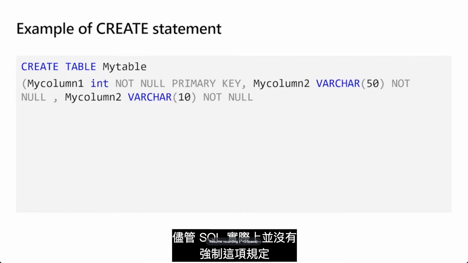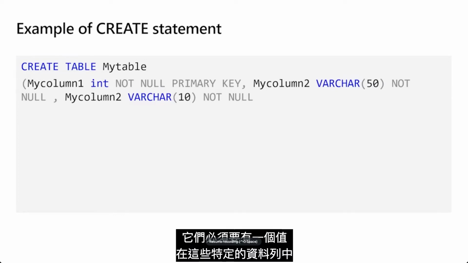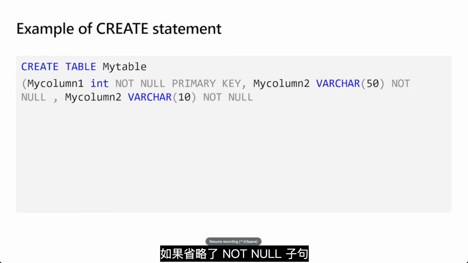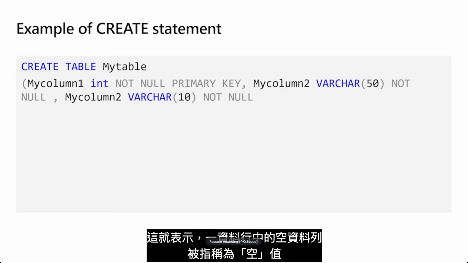Although SQL doesn't actually enforce this rule, the primary key is then used to uniquely identify each data row item in the table. Now, columns that are marked as not null are referred to as mandatory columns, which means they need to have a value inside those particular columns. If you omit the not null clause, you can create rows that don't contain values inside that column. So that means an empty column in a row is said to have a null value.